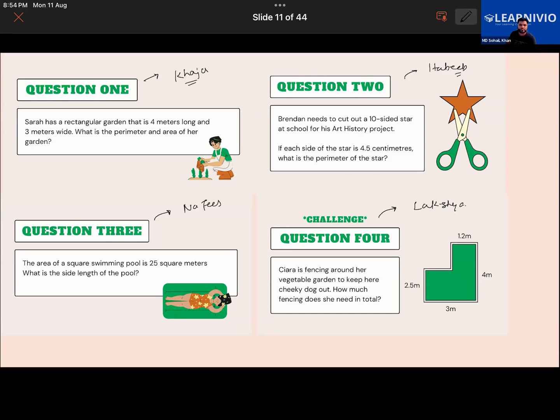Sir, for my question, the answer is 10.7 meters. 10.7 meters. Okay. 1 plus 2 is 3, 3 plus 3 is 6, 6 plus 4 is 10. Yeah, it's 10.7. Okay, so this is 4 meter, 3 meter, 2.5 meter, 1.2 meter. How much is this? How much have you written here?